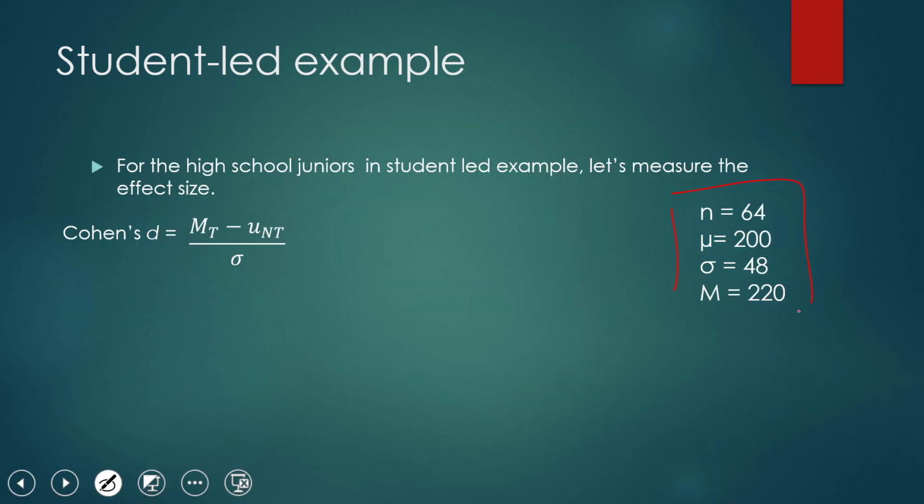Here's all the information that we need, and we're just going to plug it into our formula. The mean of the treated group is 220. The mean for the no treatment group was 200. This is just slightly different notation than we've been using. Our standard deviation was 48. If we plug that all into the calculator, we get a Cohen's d of 0.42, which is a medium effect size.